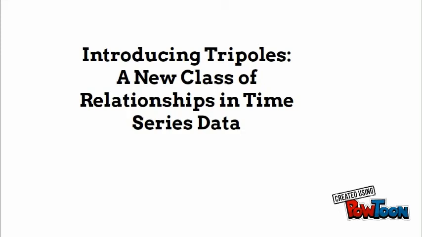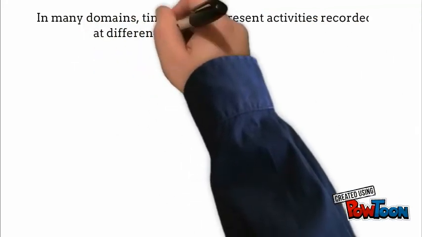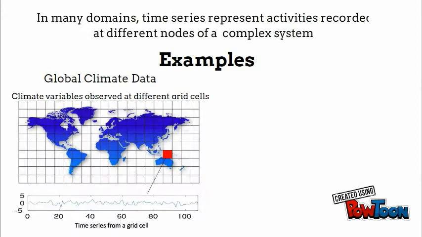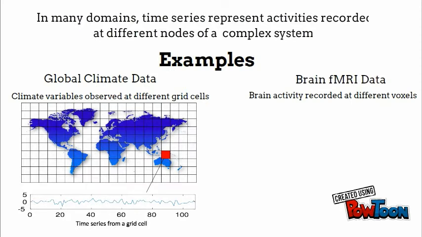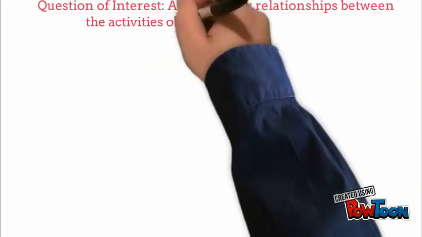Today I'm going to talk about tripoles, a new class of relationships in time series data. In many domains, time series are being obtained as activities recorded at different nodes of a highly complex system. For example, climate data, where we record physical variables at different locations on the globe. Another example is brain fMRI data, that records amount of oxygen consumed in various parts of the brain. A common question of interest in such domains is, are there any relationships between the activities observed at different nodes?